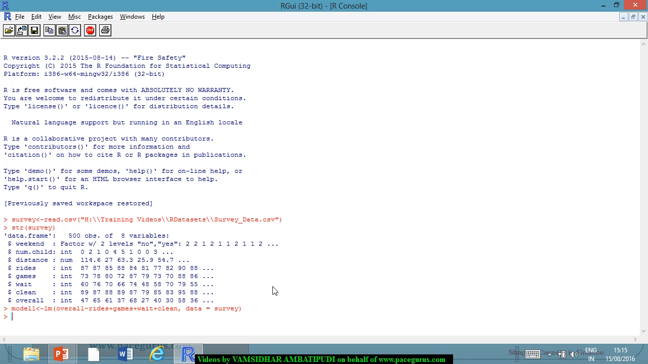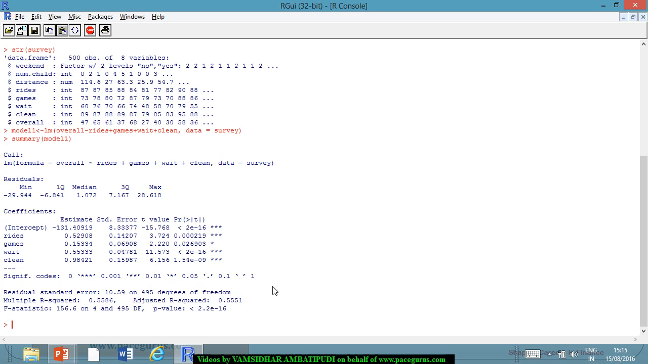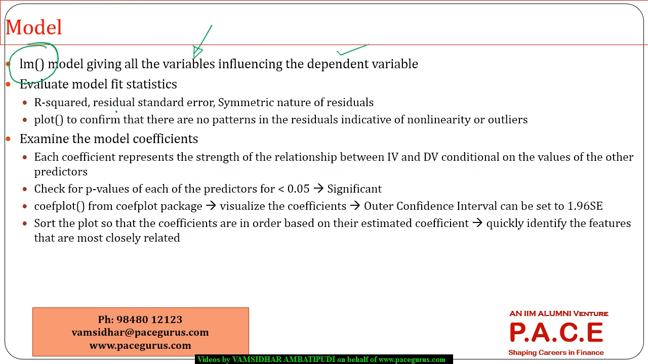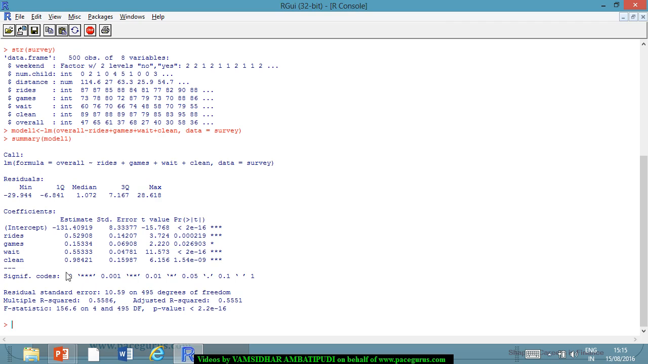Now we have the linear regression model in place, so I can very well look at the summary of this model. So I'll say summary of model 1. Right, this gives me the overall summary of the model. So once we got it, what is it saying? Evaluate the model fit statistics. Initially look at the R squared.